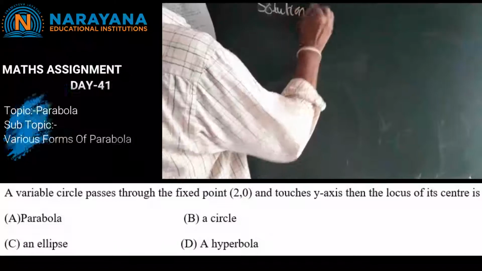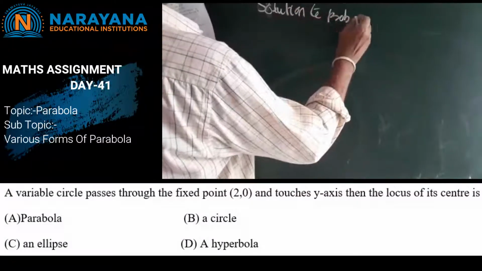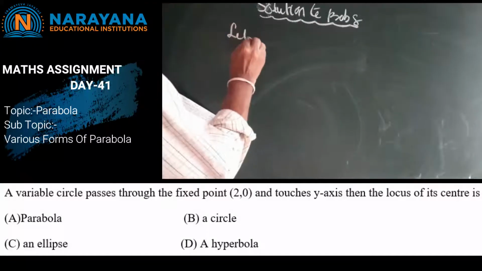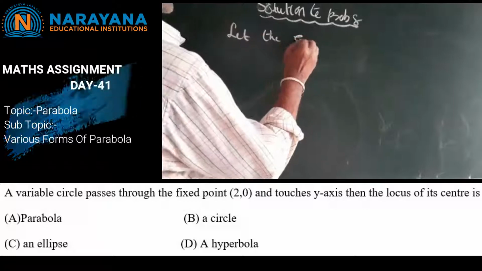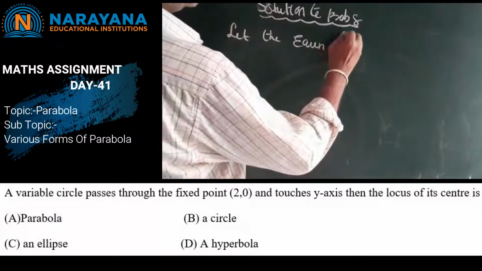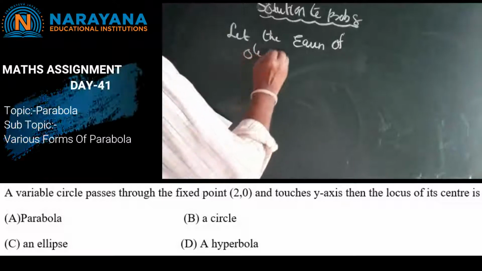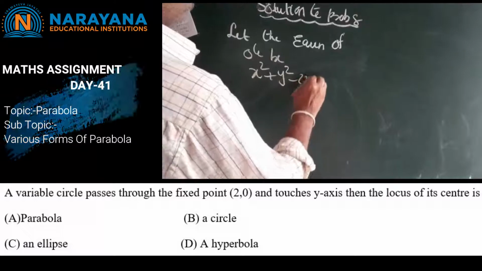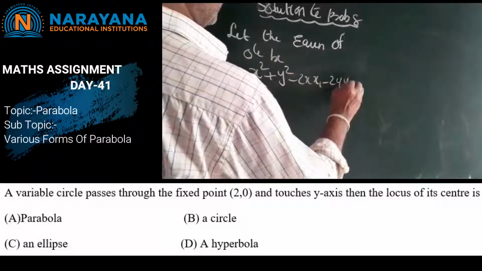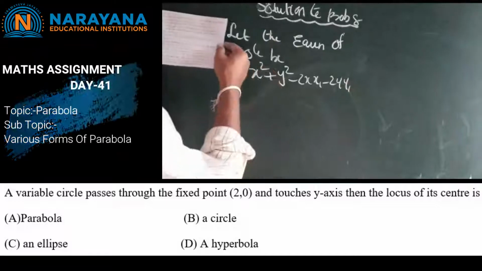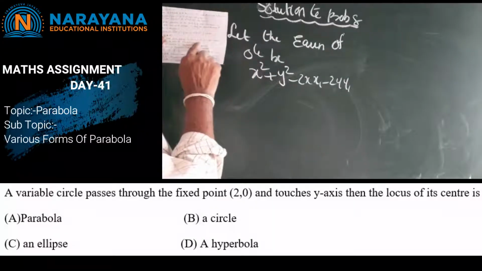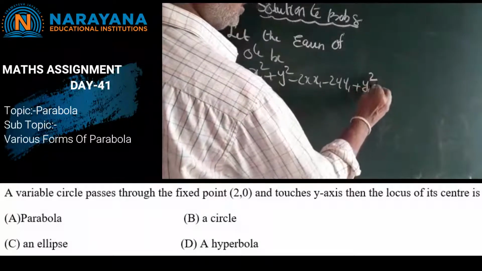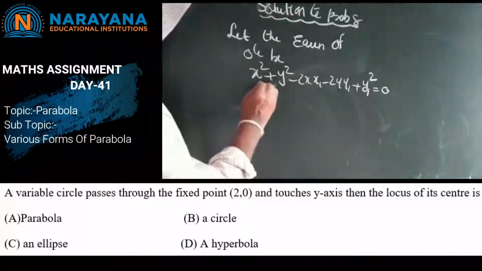Solution to problem 8. Since we want the locus of the center of the circle, we take the equation of the circle like this. Let the equation of the circle be x² + y² − 2xx1 − 2yy1 + constant, and the constant should be taken according to the condition. It is given that the circle touches the y-axis, so we take the constant as y1² equal to 0.